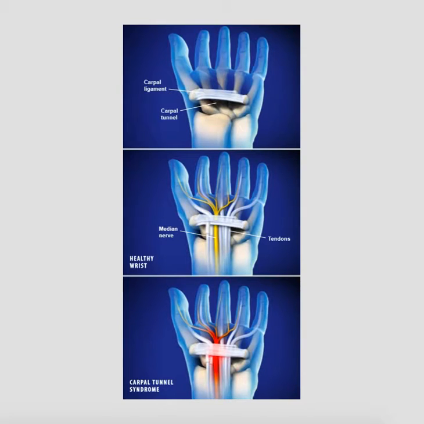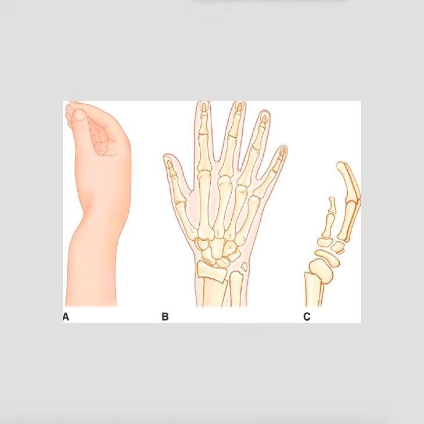So I'm going to go through that, and I think this is probably the most important part of this talk. So as I said, you're trying to restore length and alignment, and so this is kind of a representation of that dinner fork deformity that the patient shows up with.